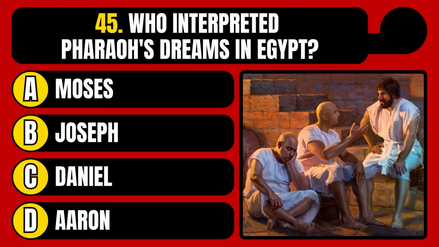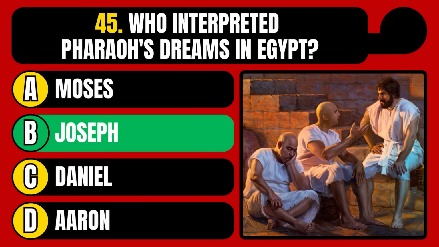Who interpreted Pharaoh's dreams in Egypt? Moses, Joseph, Daniel, or Aaron? The correct answer is option B, Joseph.